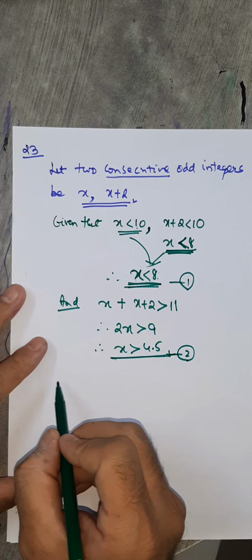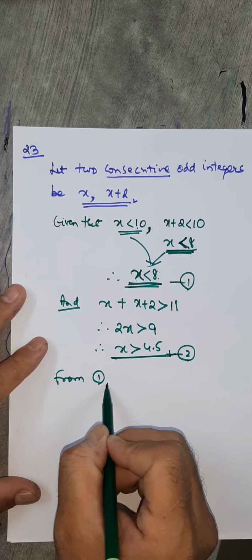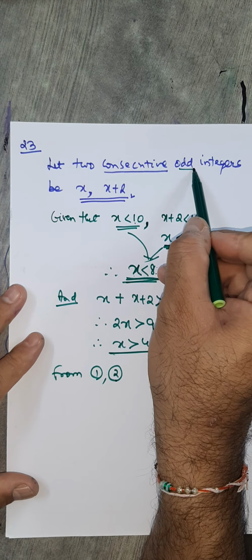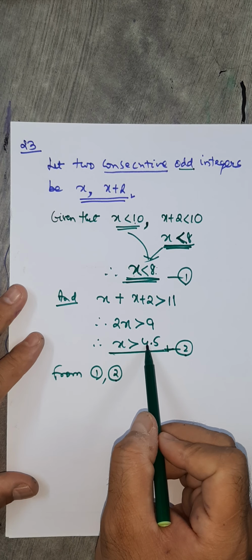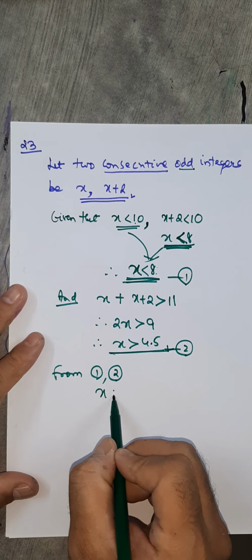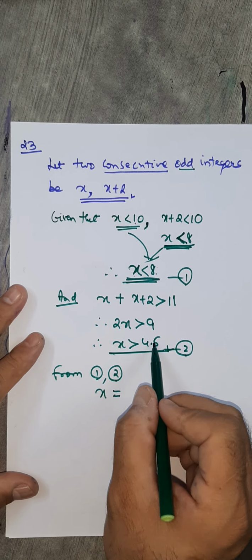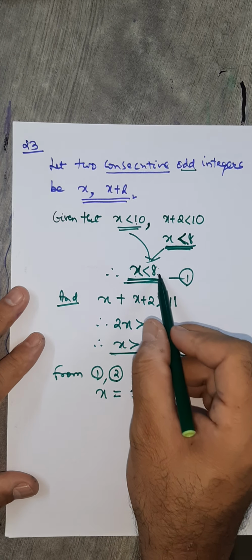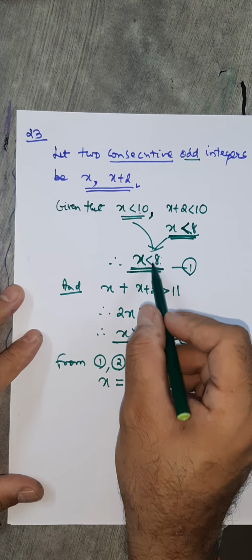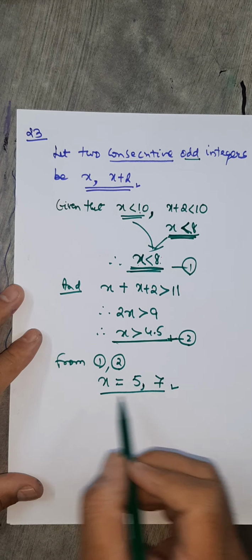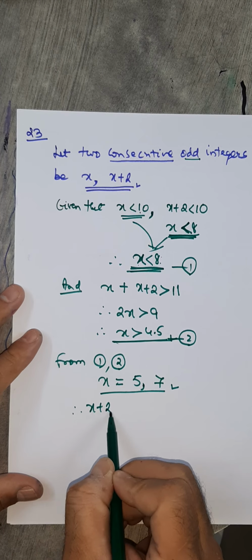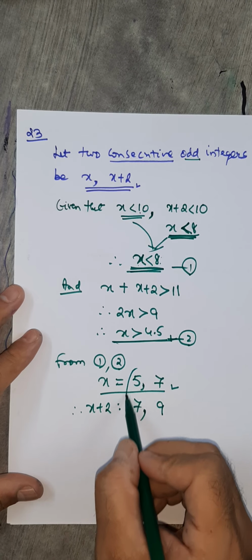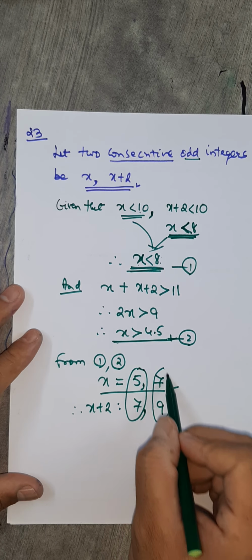So from 1 and 2 you can say there are only two possibilities. From 1 and 2, what are the odd integers that are more than 4.5 and less than 8? Therefore x equals, these are the only possibilities. Bigger than 4.5, that is 5; 6 is even, so 7 will come. 9 will not come because 9 is not less than 8. So there are only two possibilities. So what will be the next successive? x plus 2: 5 plus 2 is 7, and 7 plus 2 is 9. So these are the pairs. One is 5 and 7, the other is 7 and 9.